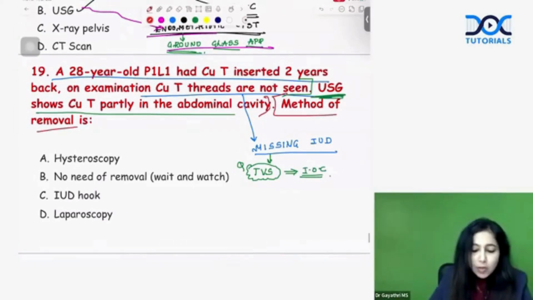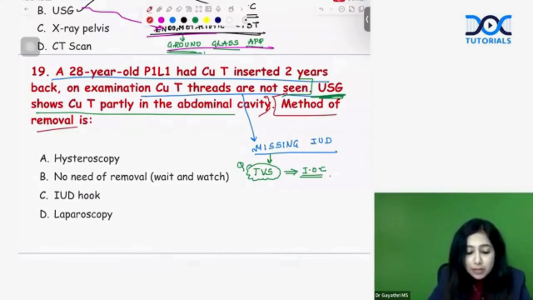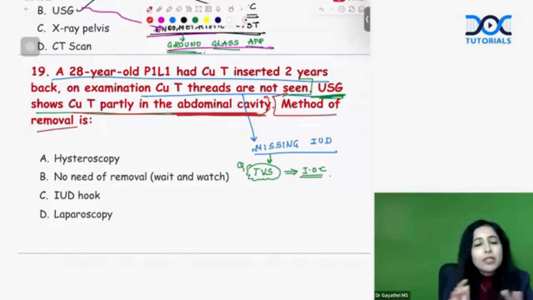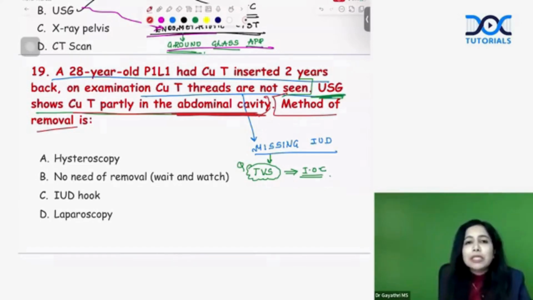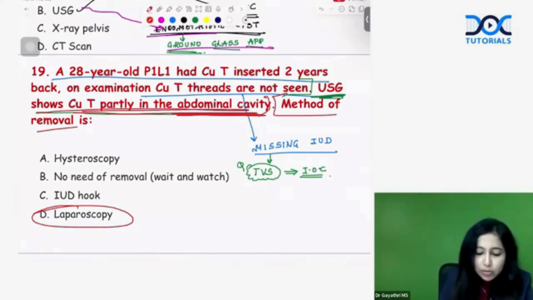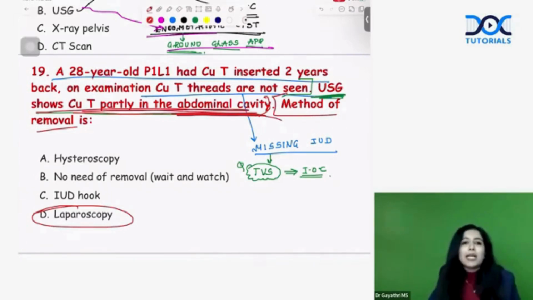Now, what is the method of removal if you see in the ultrasound that the copper T has gone into the abdominal cavity? Initially we put in a small scope, that is a laparoscope, and look for it for removal. If that's not possible, then you go for an open surgery, that is laparotomy. So what will you do here? You're going to initially perform a laparoscopy. Laparoscopy is the initial management when you see that the copper T has perforated and reached the abdominal cavity.